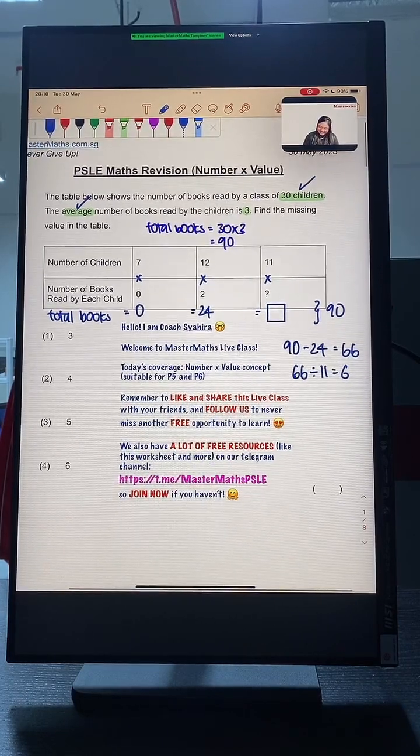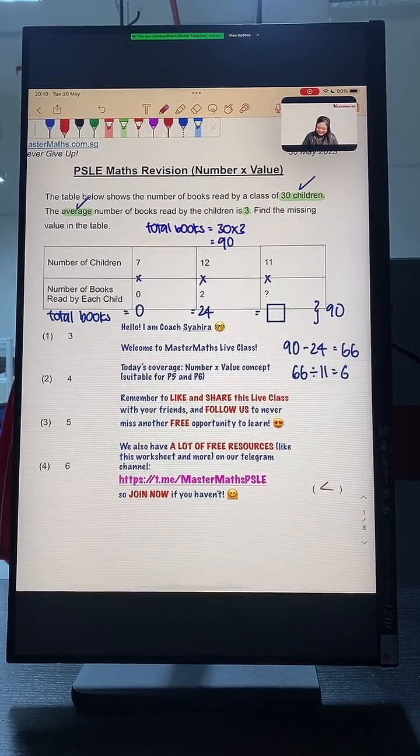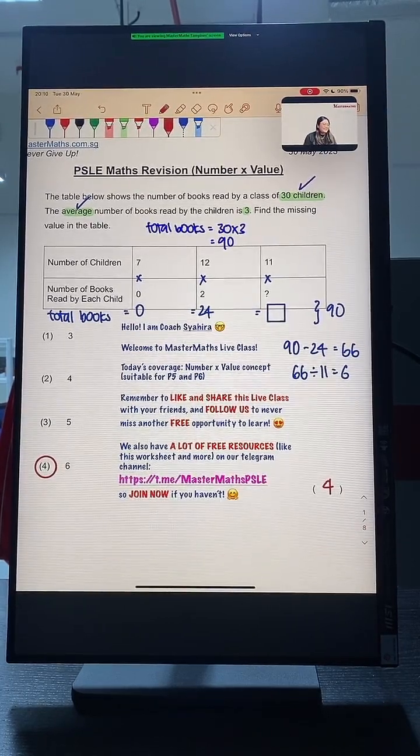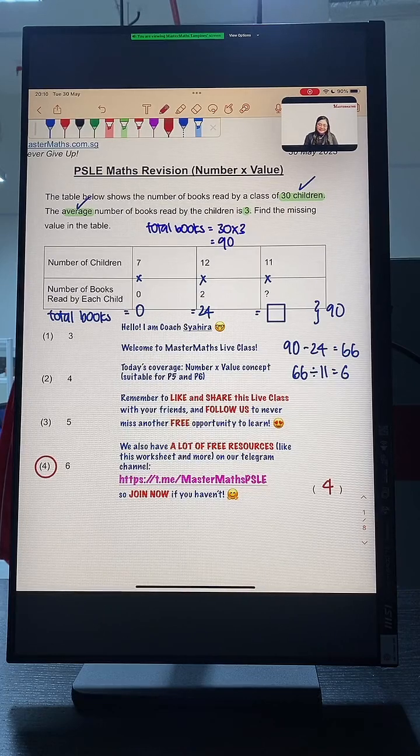So the final answer is option number 4. Those of you who chose option number 4, well done. It is indeed 6 books. 11 times 6 gives us 66. Any questions so far?